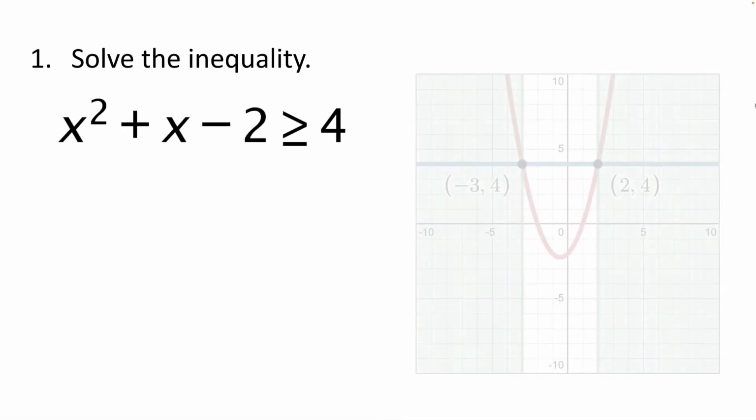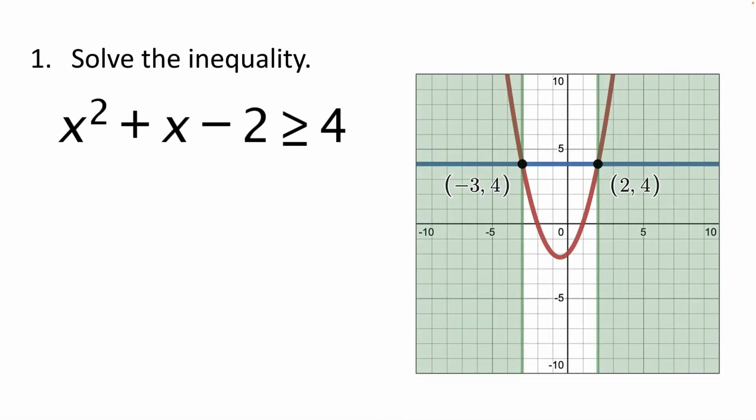So to summarize, we graphed our inequality and we found where the parabola on the left intersected with the horizontal line 4 on the right. We determined the two regions where the parabola is above the line are for x values where x is less than or equal to -3 and where x is greater than or equal to 2.